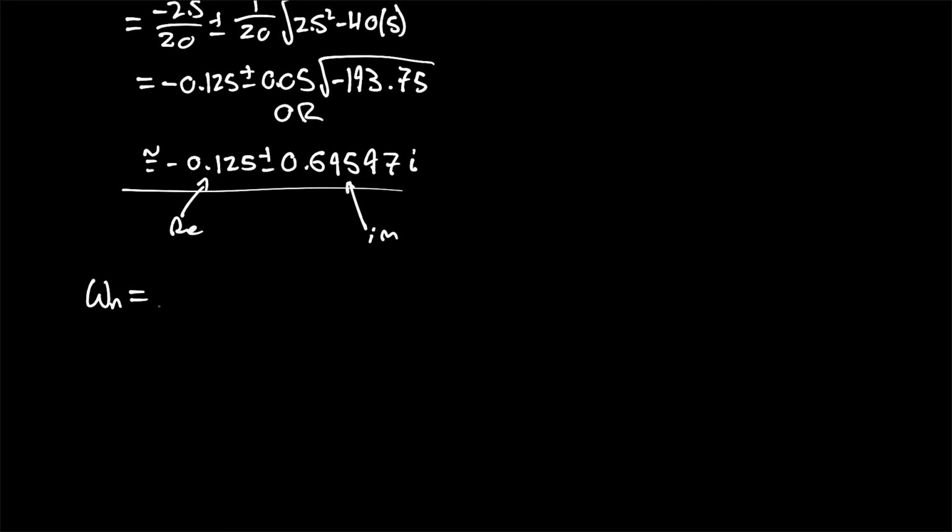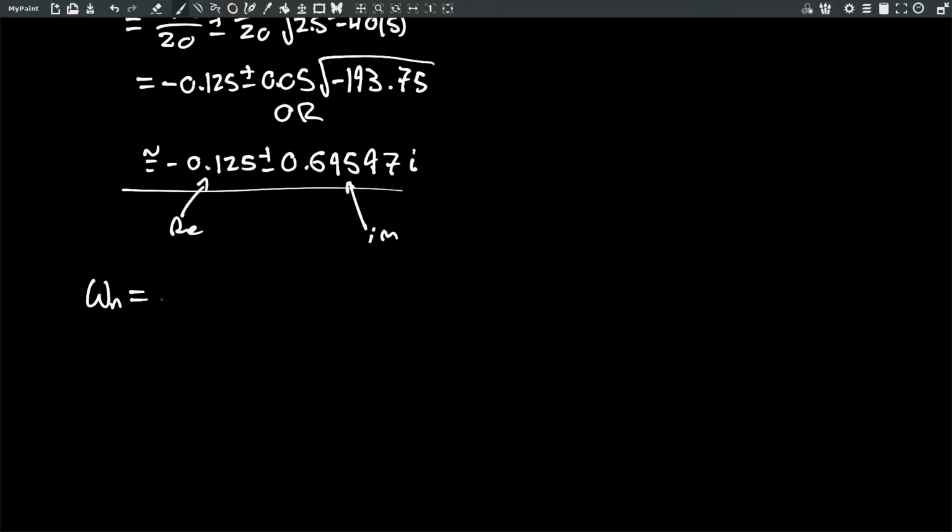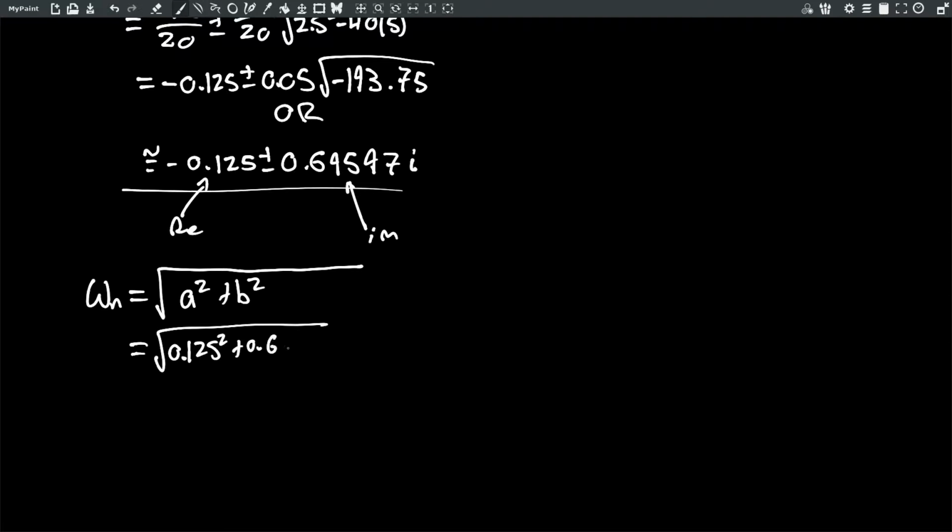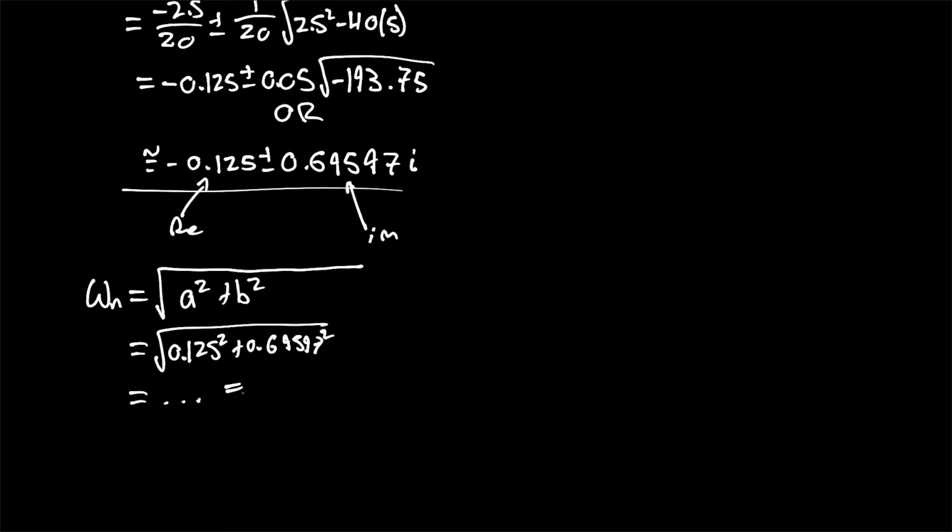And our natural frequency is incidentally the magnitude of the complex root. So the magnitude of this complex root is going to be a squared plus b squared. You take the square root of that: 0.125 squared plus 0.69597 squared. That's going to be equal to approximately 0.7071.